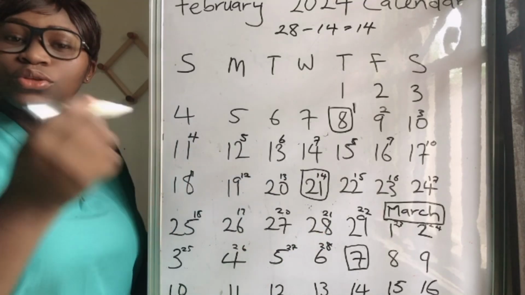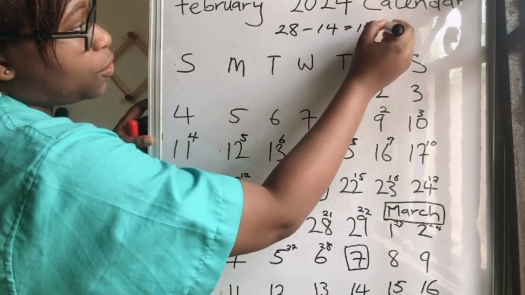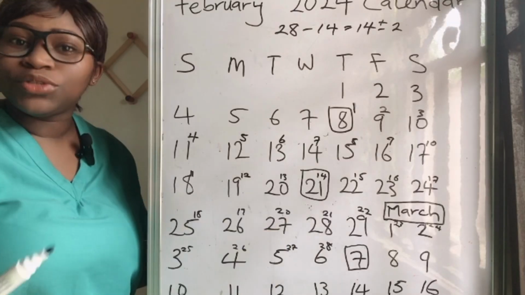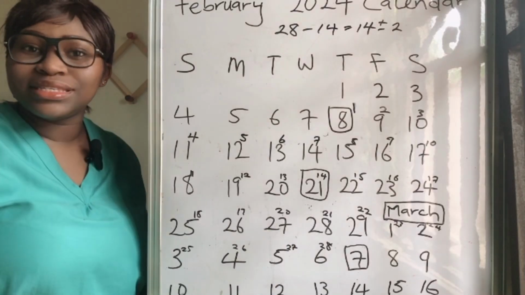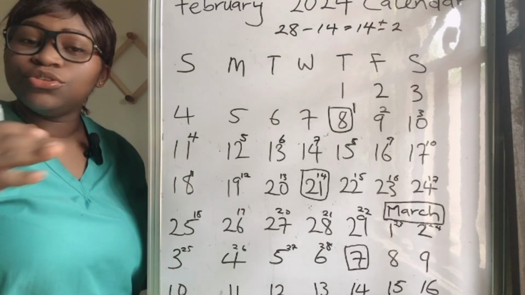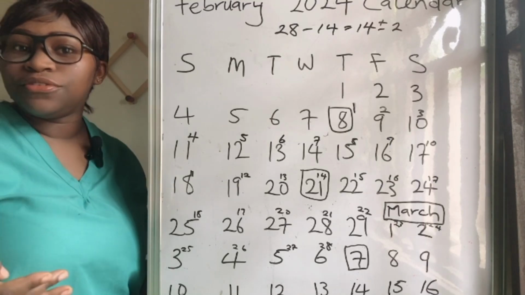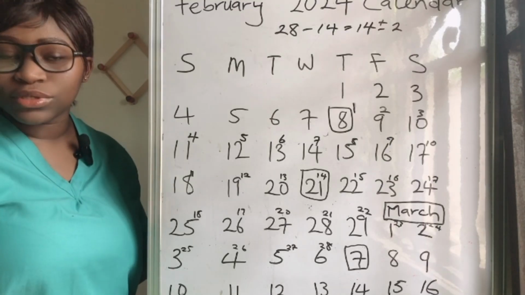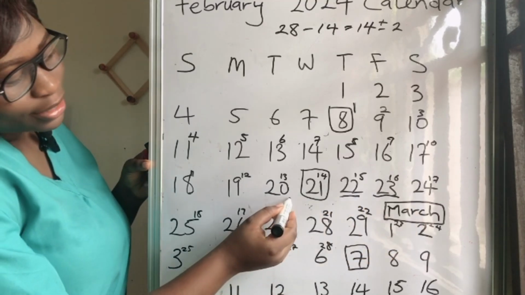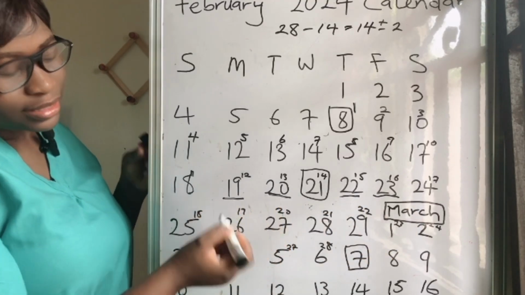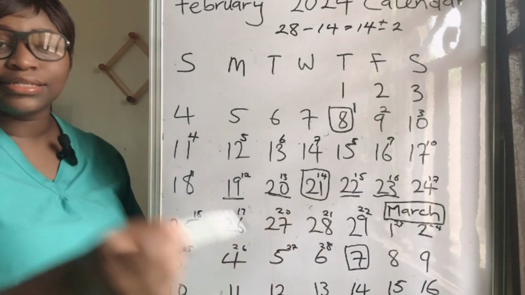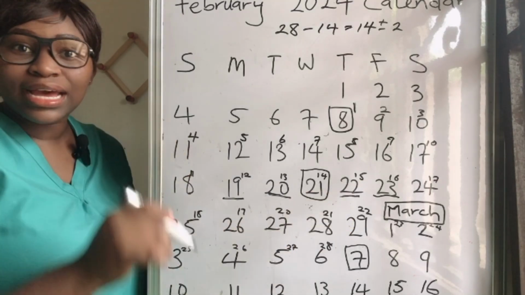Then you do plus or minus 2. Because on this day 14, we are not 100% sure that exactly on day 14, that woman is going to ovulate. The ovulation can come 2 days before day 14 or 2 days after day 14. That is day 12, 13, 14, 15, and 16. This is the woman's most fertile days.